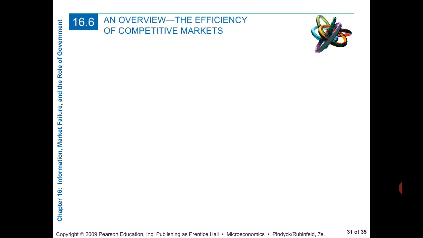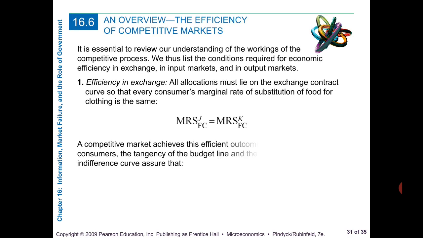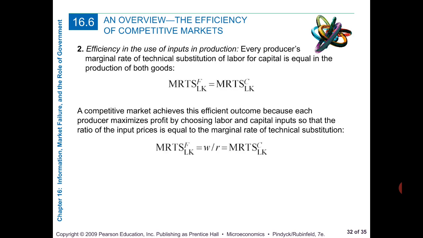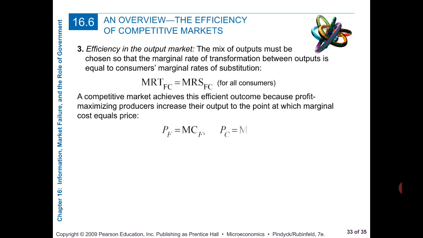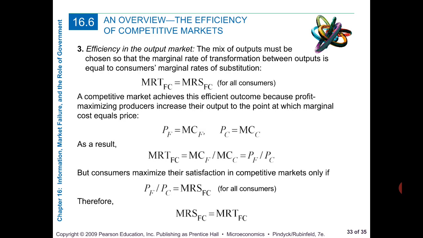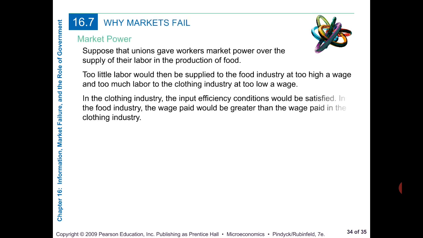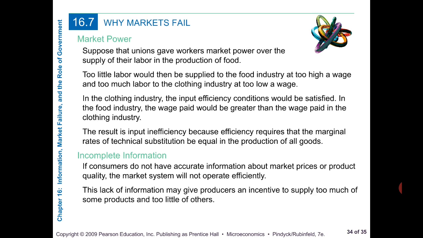Now, section 16.6 gives you an overview of all the efficiency conditions just now. Efficiency in exchange, efficiency in input use, efficiency in the output market. Okay, so you can go through them quickly. Make sure you understand all those conditions.